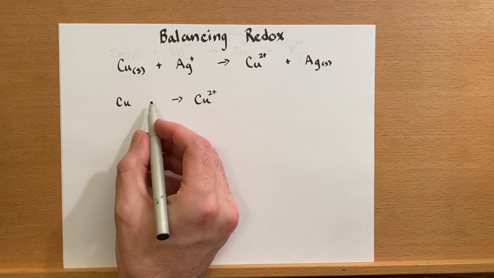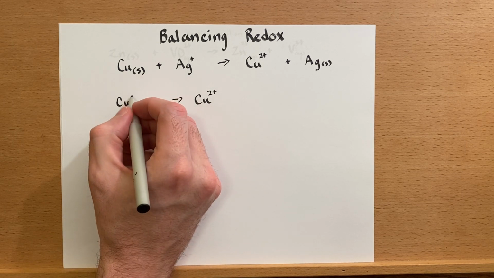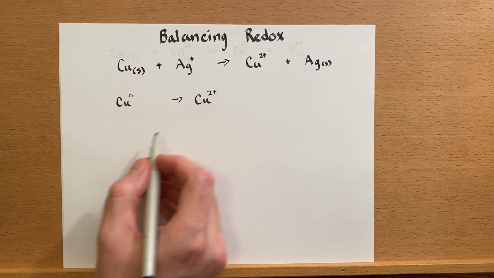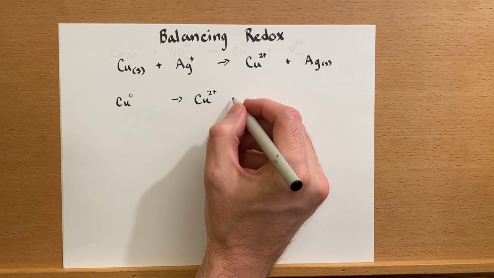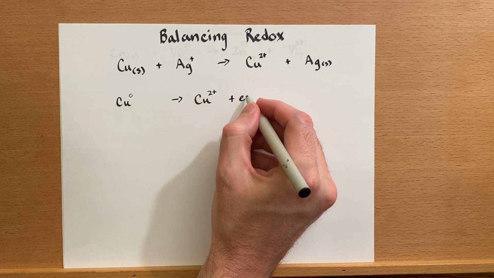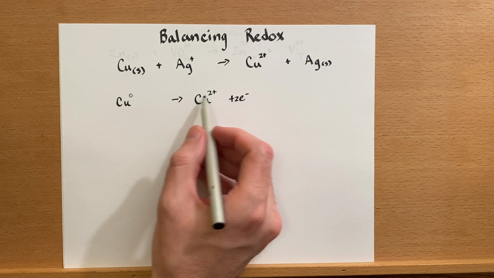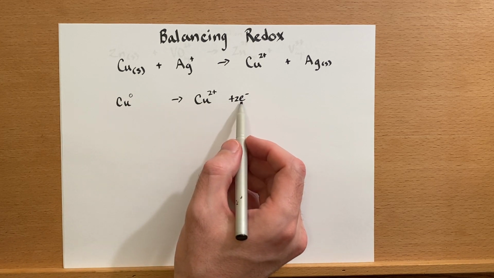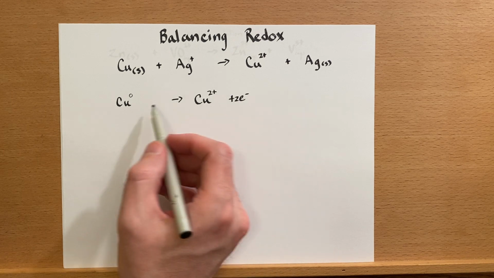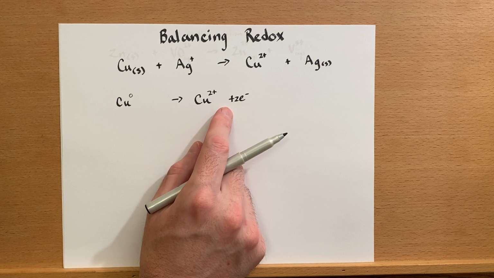And then we need to balance the charges. Now there's a 0 right here, and there's a 2 plus there. So we'll just simply add some electrons. We need 2 of them because there's a plus 2 here. There's 0 charge over there. So 2 plus minus 2 electrons, that's 0 on both sides. This is now a balanced half reaction.